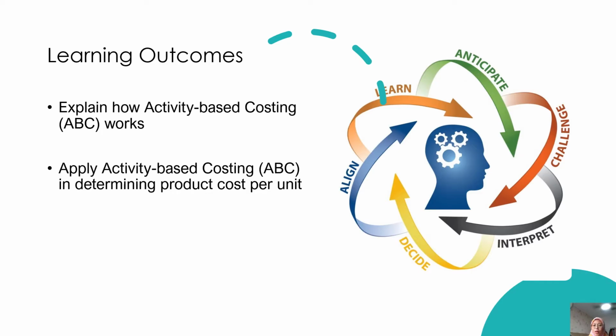In this chapter, you are expected to be able to explain how activity-based costing works and how to apply the calculation of activity-based costing in determining product costs per unit. Again, our aim is to calculate product costs. So roughly, product cost consists of direct material, direct labor, direct expenses, plus manufacturing overhead. And the manufacturing overhead is where the activity-based costing will apply.